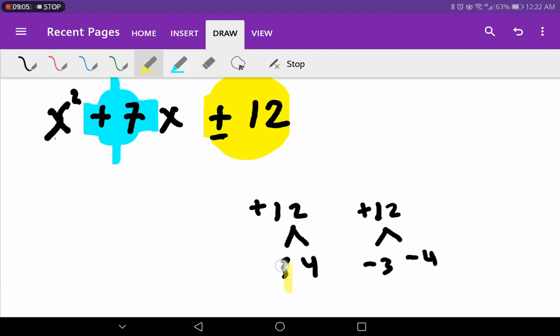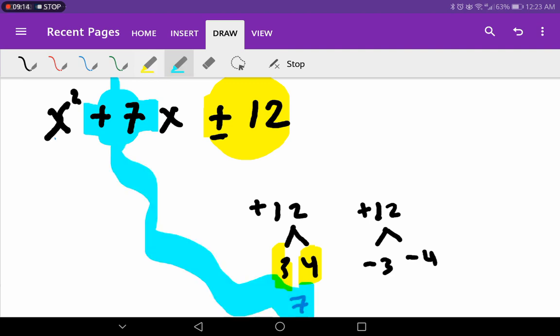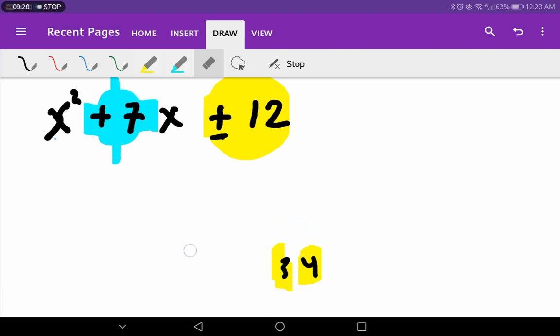Now the sum of 3 plus 4 is 7. We get it. So erase the rest. I don't need anything except 3 and 4. So how do I write it?